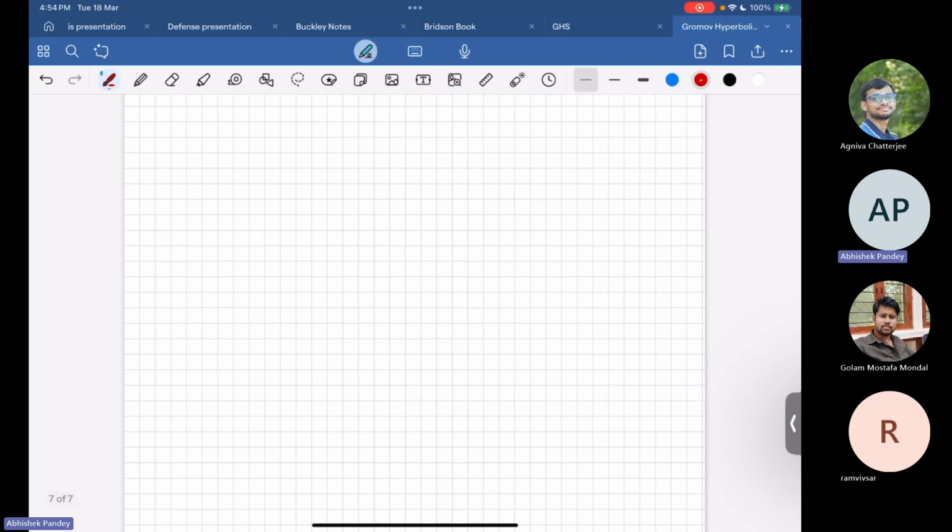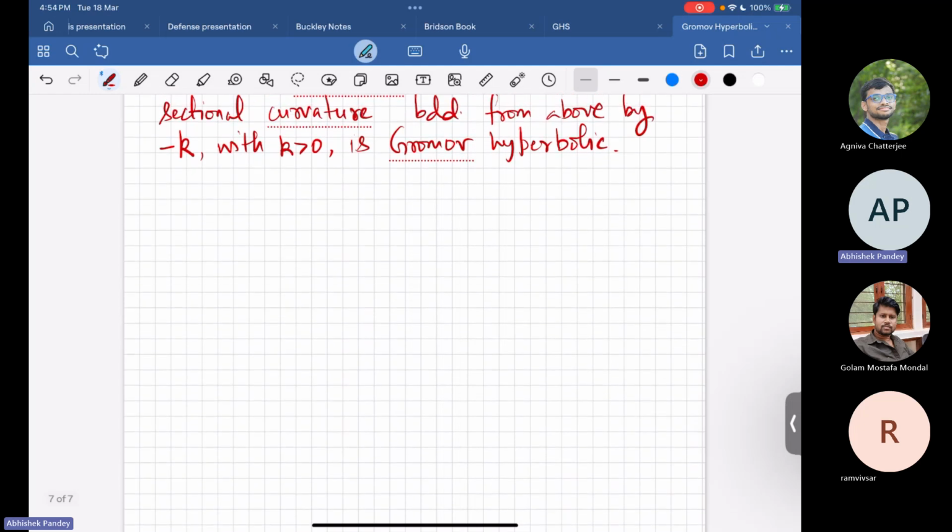Okay, so to construct more examples, we need to find out the invariance property of this delta hyperbolicity under some kind of suitable maps like isometries or quasi-isometries. And it will turn out that Gromov hyperbolicity is preserved, is invariant under quasi-isometries. The proof of this fact is based upon the geodesic stability of Gromov hyperbolic spaces. So I'm going to mention that thing.